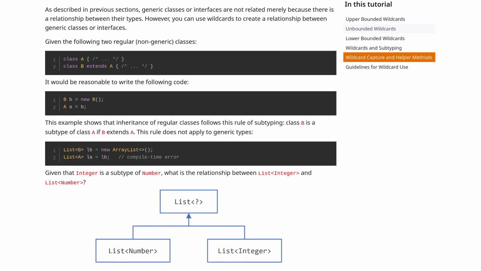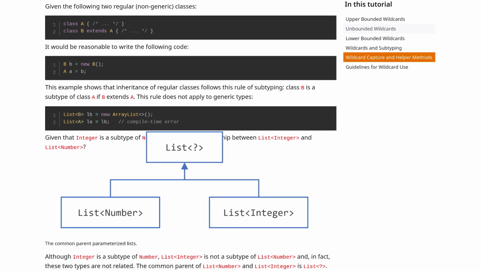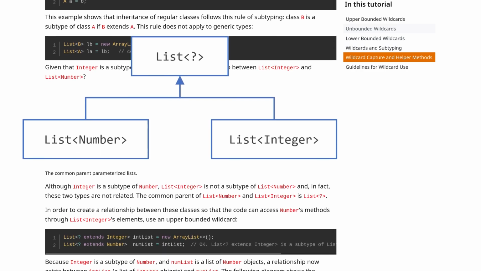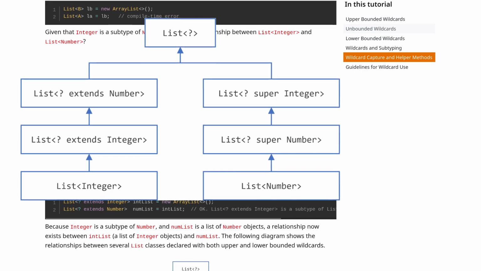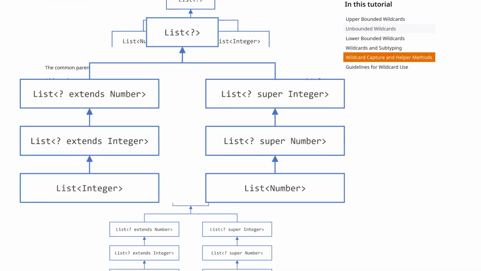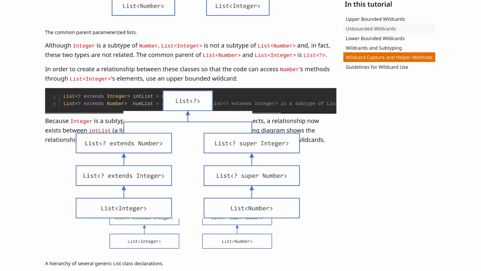You know generics and that a List of Integer doesn't extend a List of Number, but did you know that if you add wildcards you can create a type hierarchy? A List of question mark extends Integer actually does extend a List of question mark extends Number, and the other way around, a List of question mark super Number extends a List of question mark super Integer.